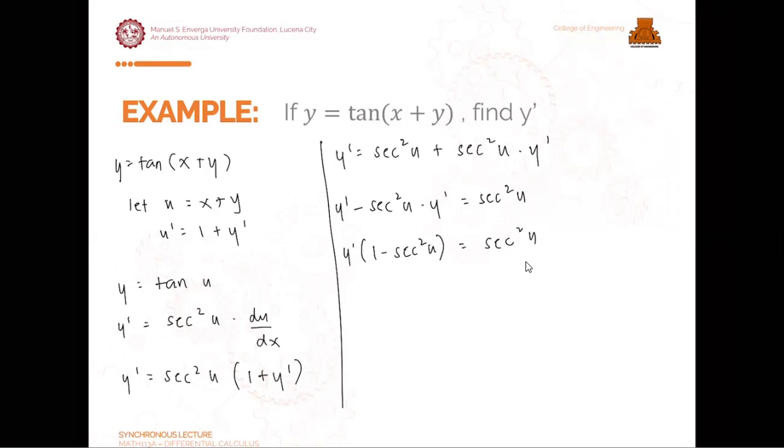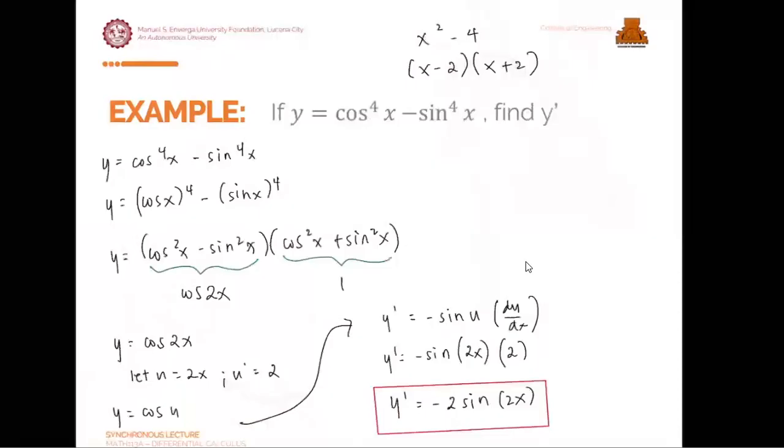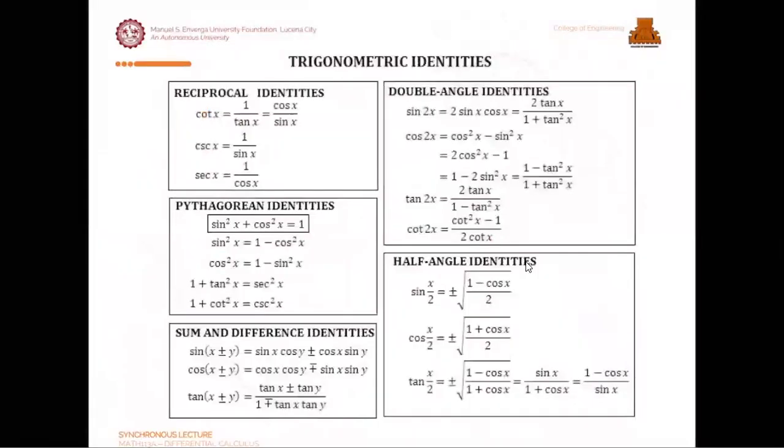Okay? So, ang kailangan lang natin is yung y prime. So, divide natin both sides by 1 minus secant squared u. So, 1 minus secant squared u cancel out to. So, we have y prime is equals to secant squared u all over 1 minus secant squared u. So, now, let's try to check kung meron tayong pwedeng magamit dun sa identity natin. No? So, secant squared u tsaka 1 minus secant squared u.